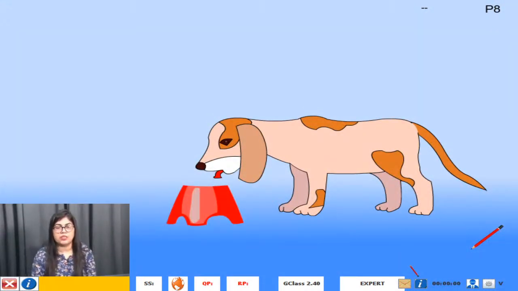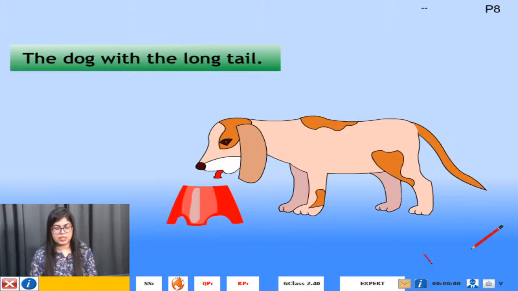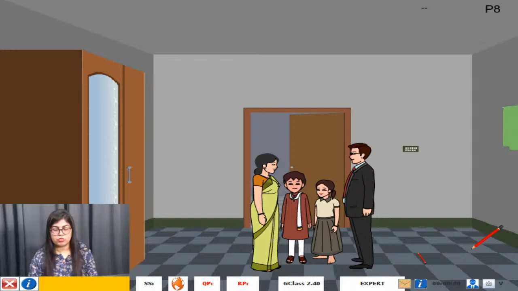Then what can you all see here in this picture? Yes, there is a dog and the dog is having its food. So, the dog with the long tail. Here it's talking about a specific dog which has a long tail, a particular dog. There are many dogs in the world, but this sentence is talking about a particular dog which has a very long tail.